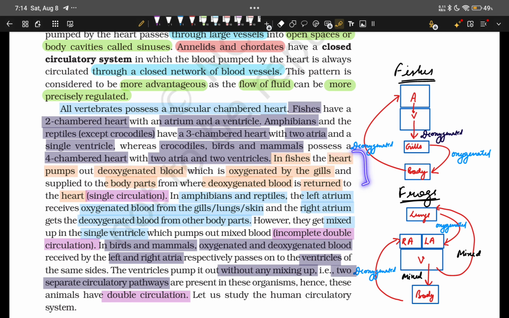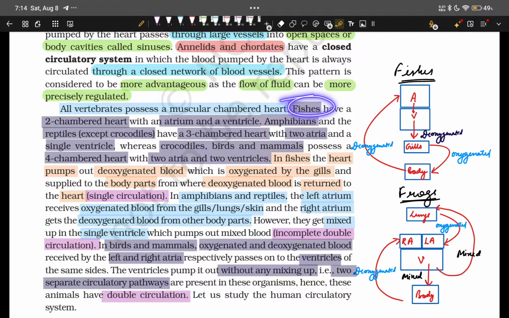Now they have given information about how single circulation takes place in fishes, and incomplete double circulation in amphibians and reptiles, and how complete double circulation takes place in birds and mammals. Single circulation, incomplete double circulation, complete double circulation. Let's talk about it quickly.